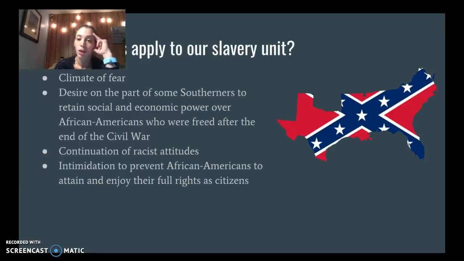And then we also saw intimidation to prevent African Americans from attaining and enjoying their full rights as citizens. So even though African Americans were given the right to vote after the Civil War, and even though they were given the rights of citizens, they still were prevented from exercising some of those rights. There were all kinds of terrible things that were done to prevent them.